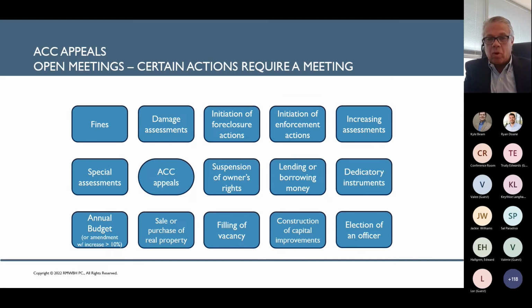Most people probably don't want to have their hearing in the open session. And again, that's where you can work with them to reach an agreement to have it in the executive session, or at some other time outside of a meeting, if that's what you can get them to agree to. But some may insist that you have it in the open session. And if they do, that's what the law says, and that's what the board will have to do.